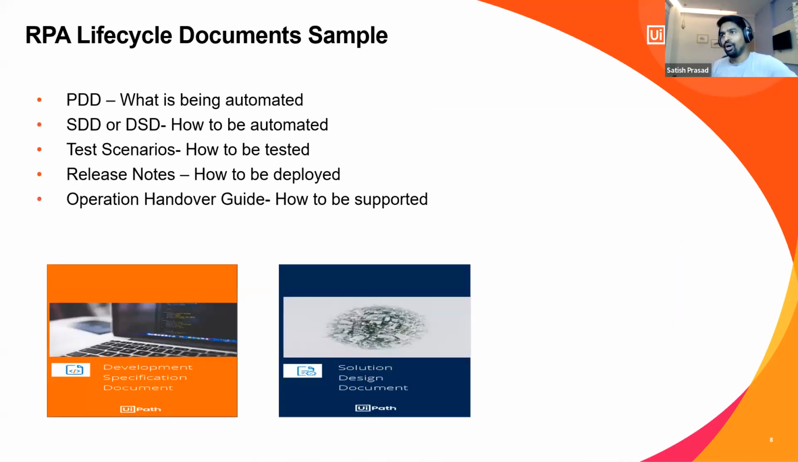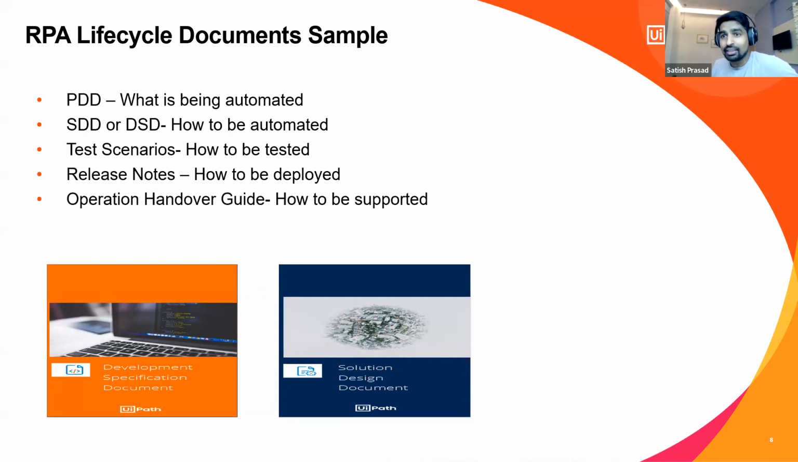All right, so let's talk about what other documents we create during the RPA lifecycle. Enough has been said about the PDD, right? PDD is one of the important documents, but we have a lot of other documents that we need to discuss. So PDD is all about what is being automated, right? Then we have SDD and DSD, which talk about how it has to be automated, the how part, right? What all things we need to use.